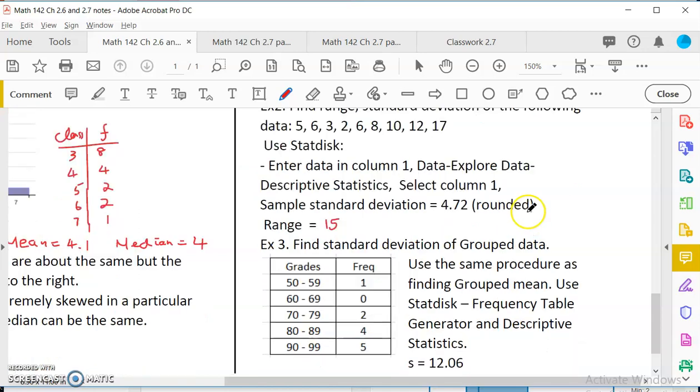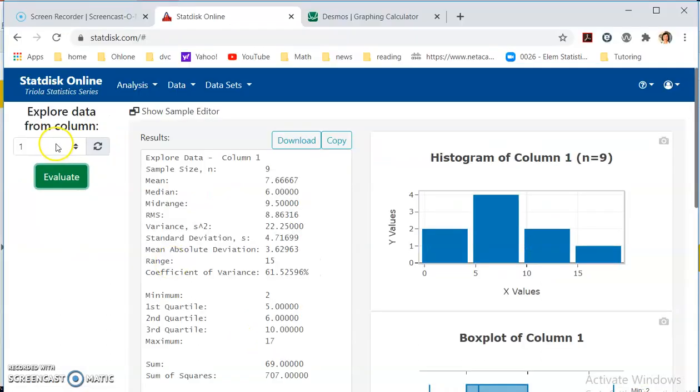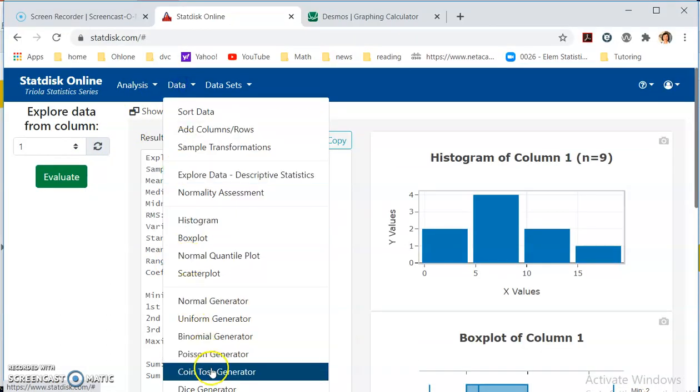So this is how you calculate it. Just use statistics. What about if it's grouped data? You do the same thing as we do for the mean. You enter this into the frequency distribution table generator, generate a number using midpoint, and then find the standard deviation. So just do a quick example.